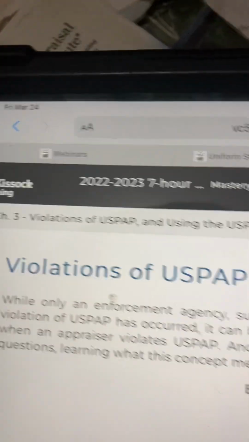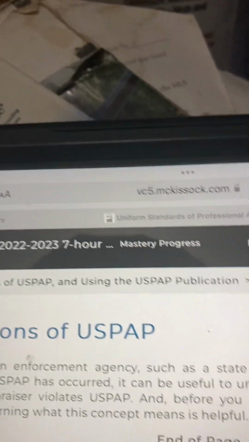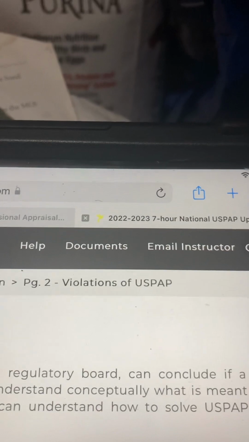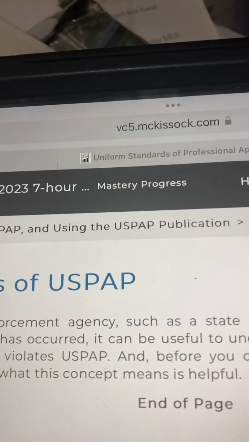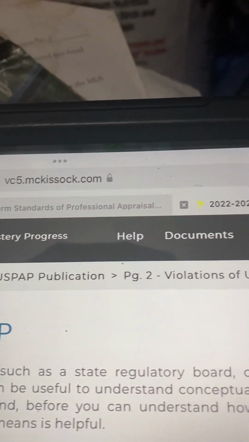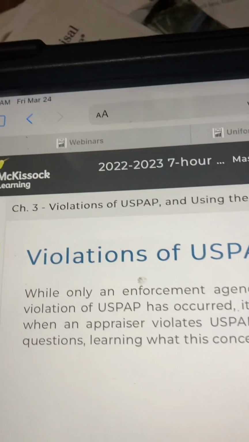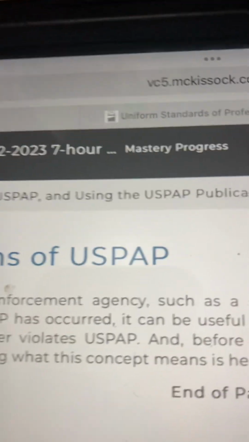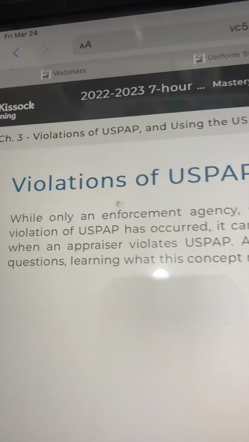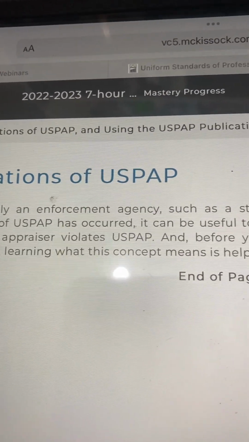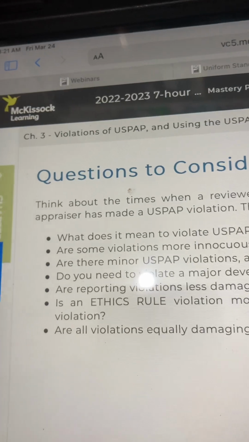Page 2, violations of USPAP. While only an enforcement agency, such as a state regulatory board, can conclude if a violation of USPAP has occurred, it can be useful to understand conceptually what is meant when an appraiser violates USPAP. And before you can understand how to solve USPAP questions, learning what this concept means is helpful. End of page.